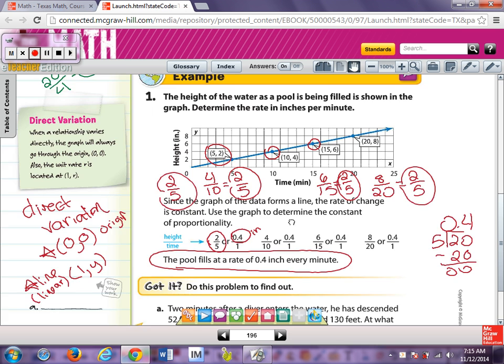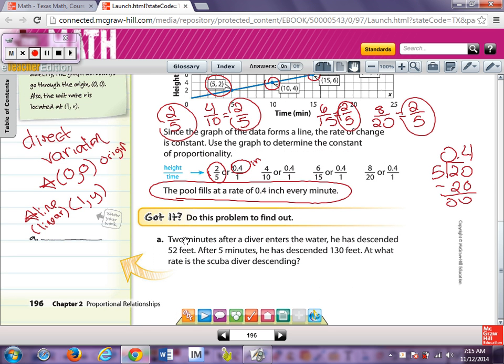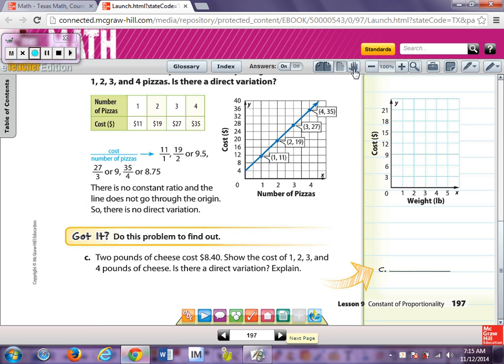Use this example now to help you do got it letter A. Go ahead and work that on your own, and make sure you ask any questions if you're confused before we actually assess it. Let's move on to page 197 now.